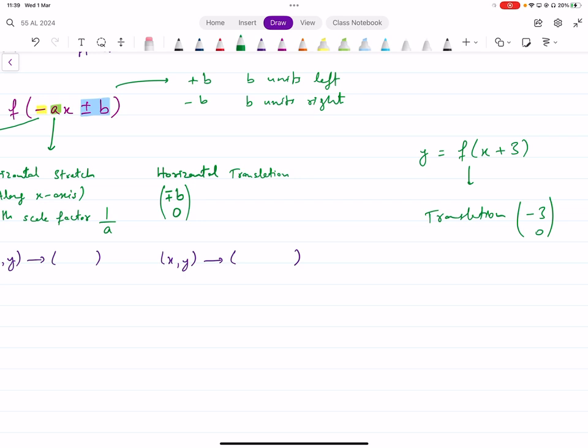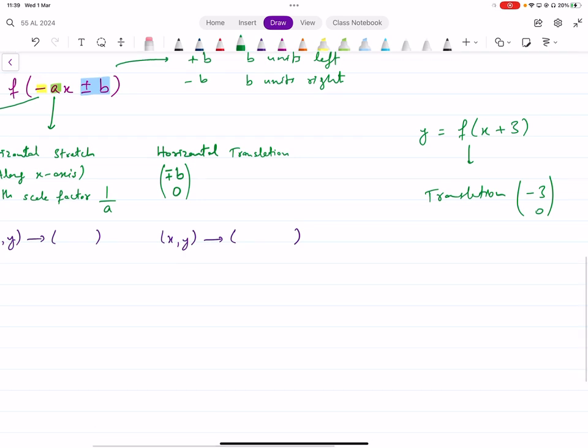Okay? Minus 3, 0. In the translation vector you will put minus 3, because what does minus 3 mean in a translation vector? 3 units to the left.